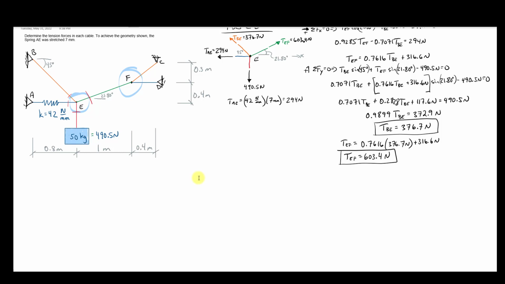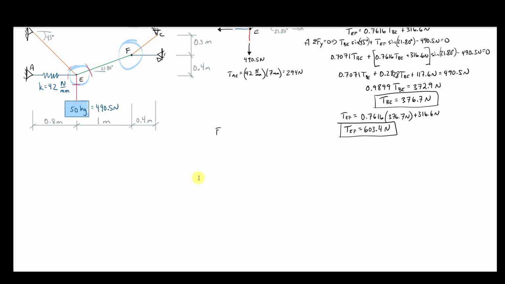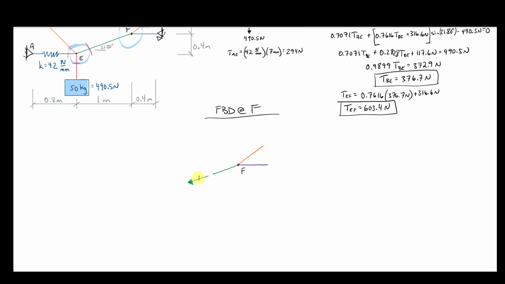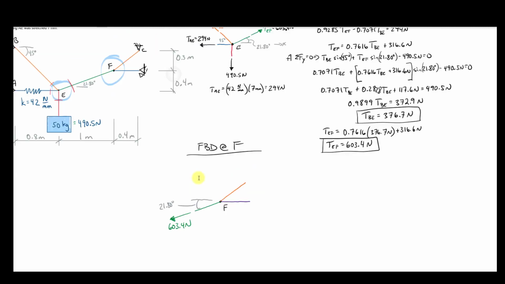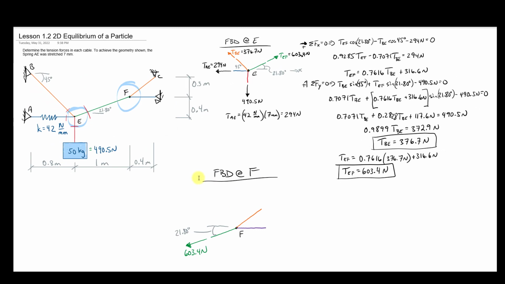All right, so just like before, I'm now going to draw our free body diagram at F. And so here is my node F. I've got a member going off straight to the right. I've got a member going up and to the right. I've got that member that we had before going down and to the left. Not only that, I actually know this value, 603.4 newtons, because I solved for it. I also know this angle right here. It is 21.80 degrees, because if this angle is 21.8, it certainly means that this one is also 21.8 degrees.